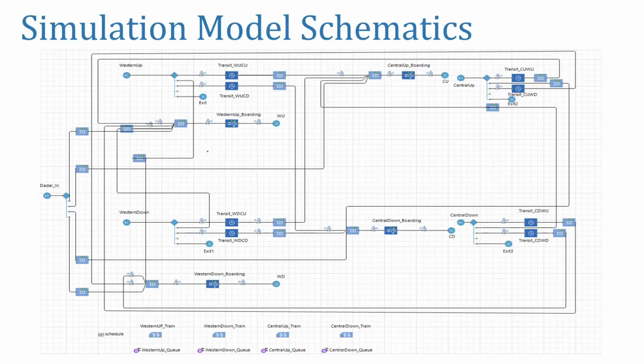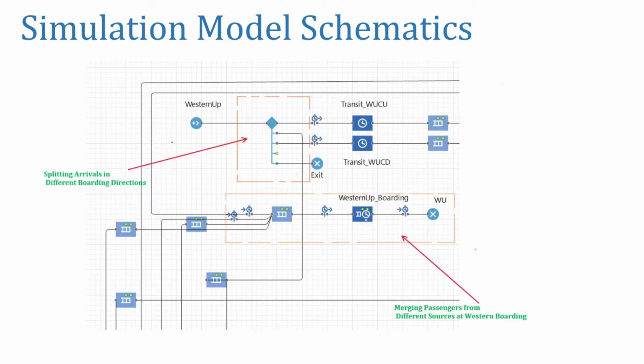This is our simulation model, and this model is mainly divided into 4 parts if we look closely. The first part contains the western up source and the western up boarding direction. So what is happening here is that every source is divided into some boarding directions, and every boarding direction is collecting passengers from different directions. To have a closer look, we can see here that western up source is split in WCO.